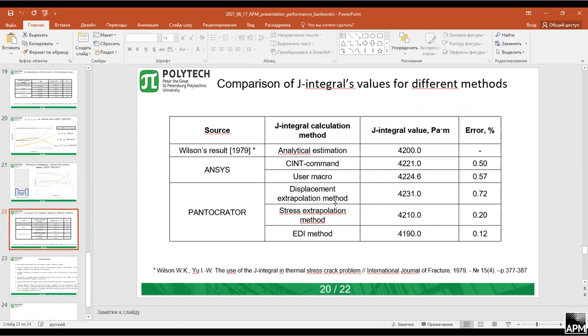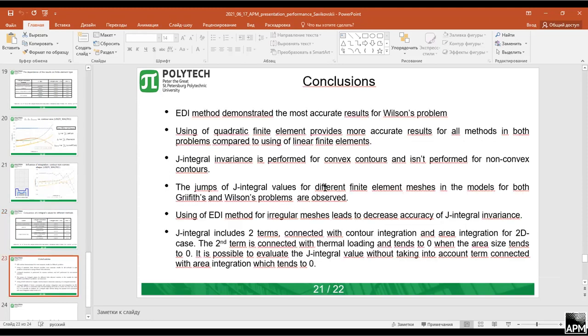So it is a comparison of different methods for Wilson's problem. As you can see, all results show a good agreement with Wilson's results. And we can see that the equivalent domain integral method shows the most accurate results compared with other methods. So the results of the numerical experiment have shown that the equivalent domain integral method demonstrates the most accurate results for the Wilson problem.